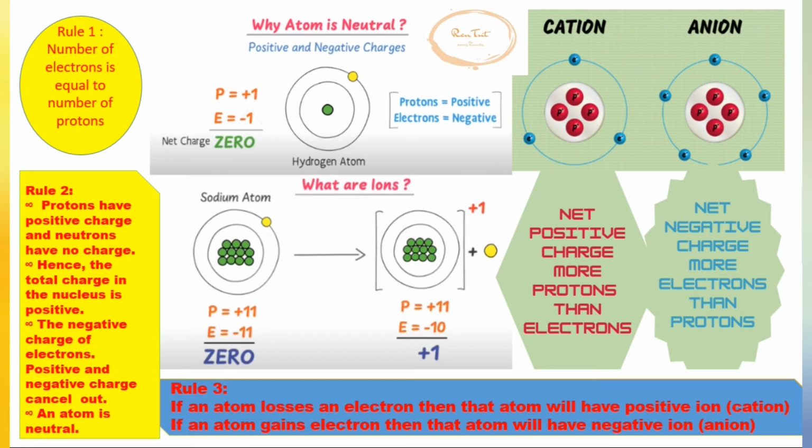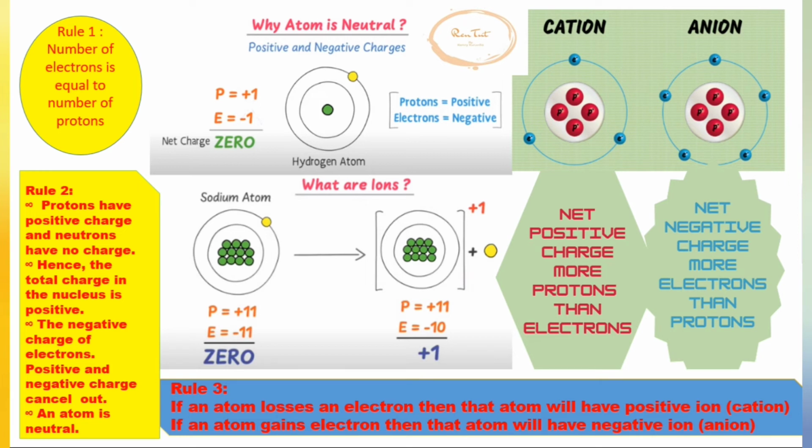Now we had previously seen rule number 1. What it states is that the number of electrons is equal to the number of protons. We had seen prior to this how positive and negative charges explain why the atom is neutral, so we will be discussing that once again. To summarize what we have learned previously, the atom is neutral because of the positive and negative charge.